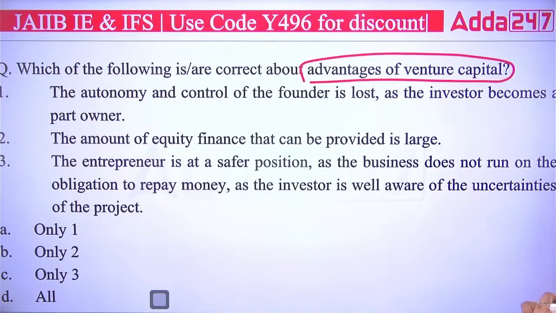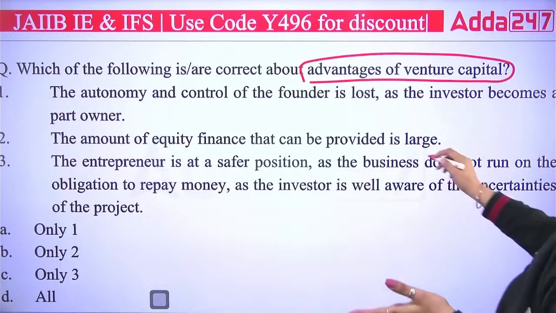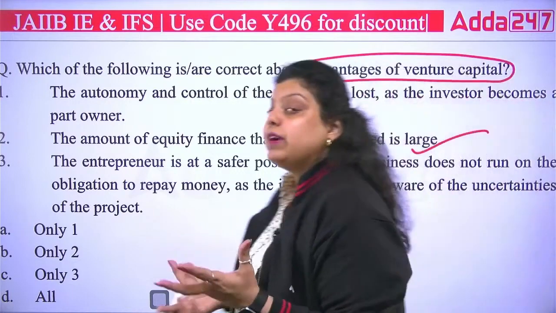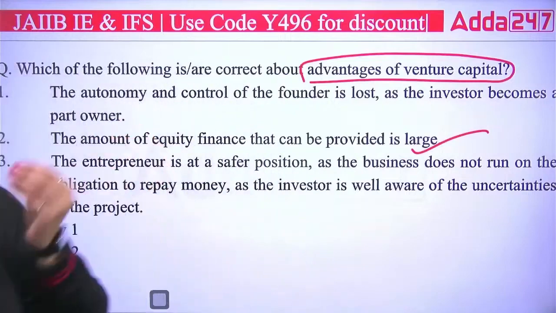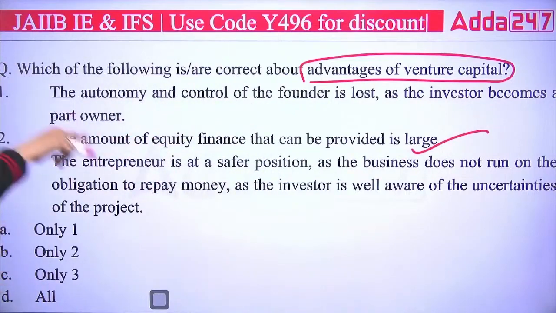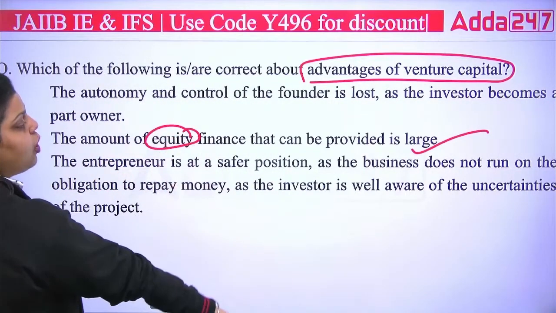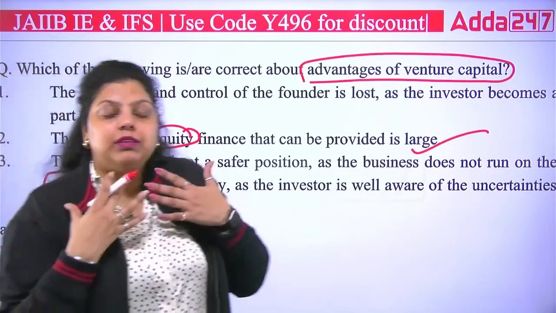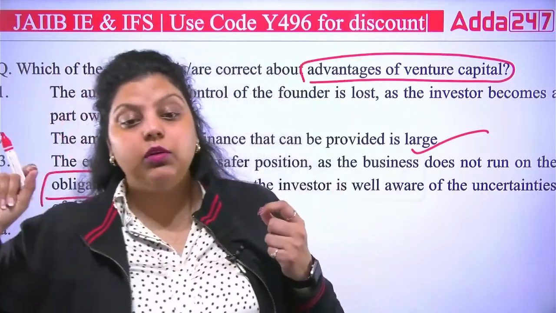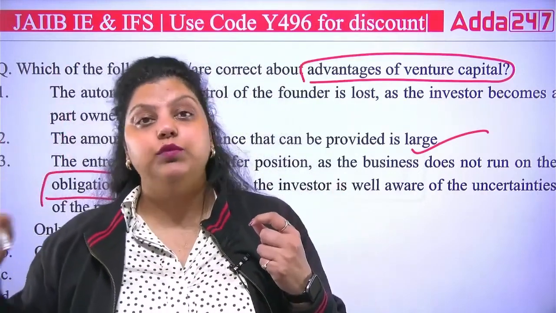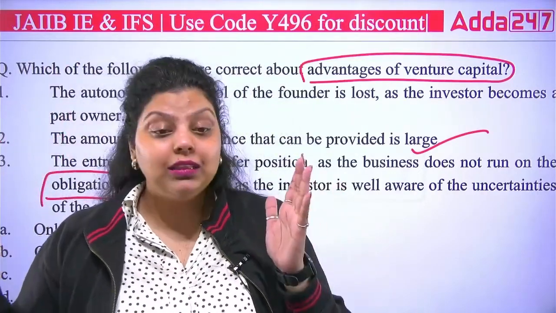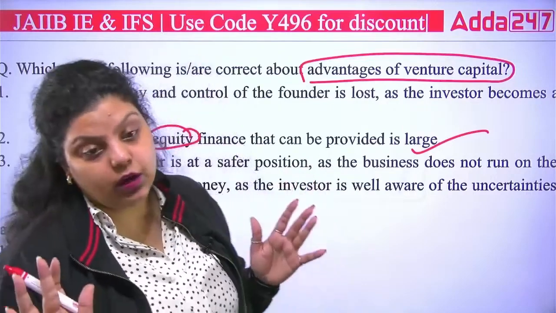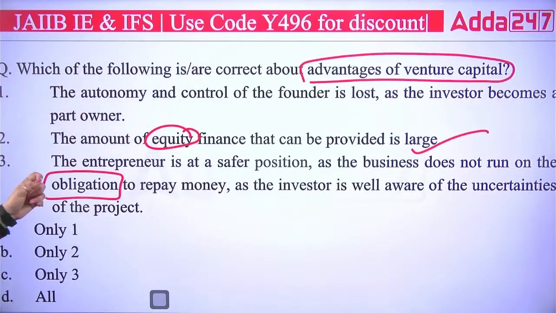First of all, the amount of equity finance that can be provided is large. This is a benefit for the entrepreneur. He is getting funds to start the business, and the large capital is available in the form of equity. It means no obligation. The entrepreneur does not have to worry about making payments. If the business earns profit in the future, you have to make the payment. If not, you do not have to make any payment. It means the second and third are correct.